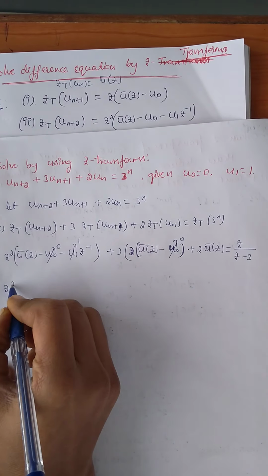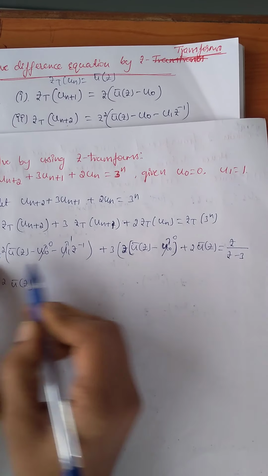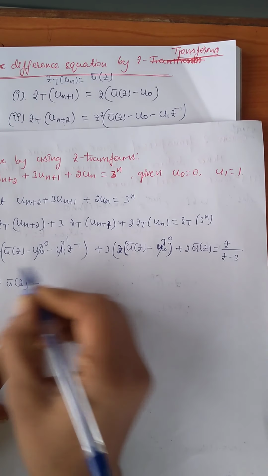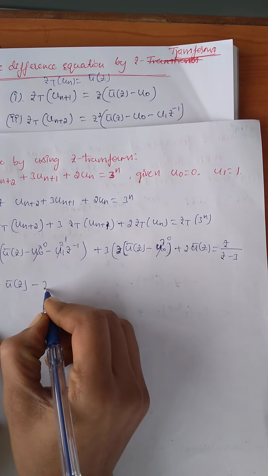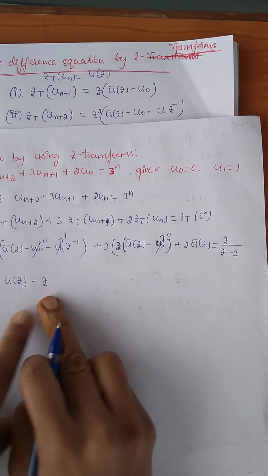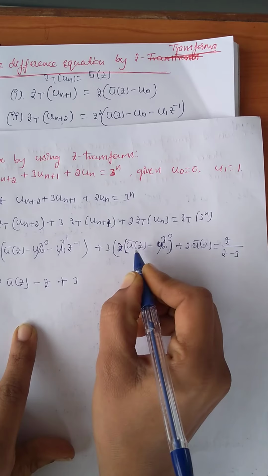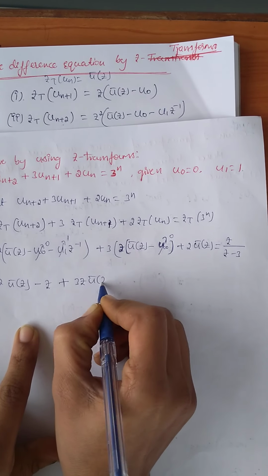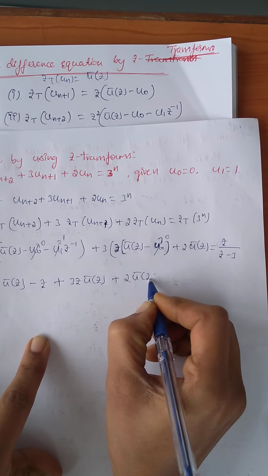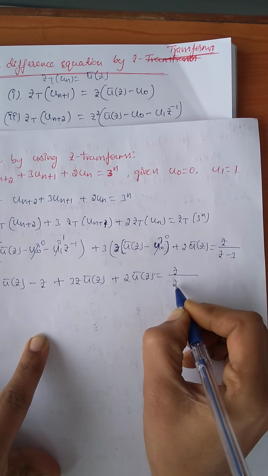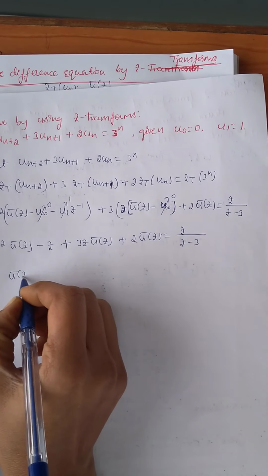Substituting, we get z square u bar of z as the first term. Simplifying the second term, z square multiplied by u1 z to the power of minus 1, which is 1 by z, gives minus z square by z, which is z. The u1 value is 1, so we get minus z as the second term. The next term, multiplying 3z with u bar of z, gives 3z u bar of z. This term is 0, and the last term is 2 into u bar of z. And on the RHS side we have z by z minus 3. Here we have to simplify the u bar of z equation.